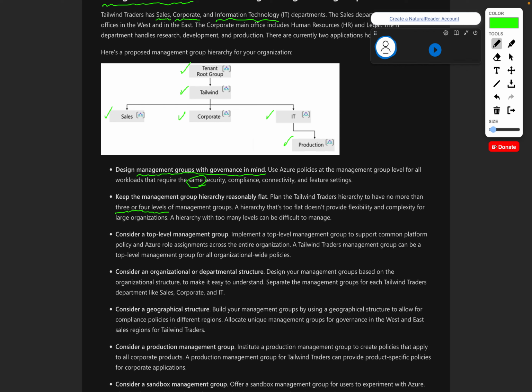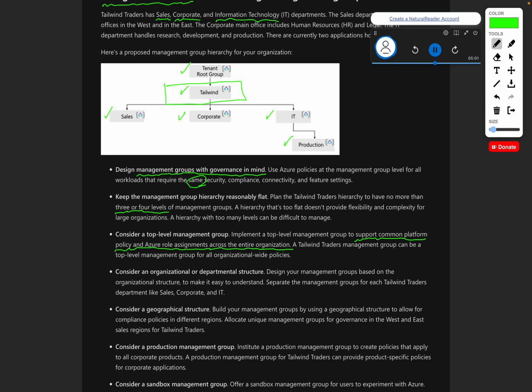So here it is essentially explaining why there is a management group called Tailwind directly under the root tenant group. That's basically a recommendation where it says in order to support common platform policy and Azure role assignment across the entire organization, this approach might be beneficial to have one management group that contains every other management group within the organization.